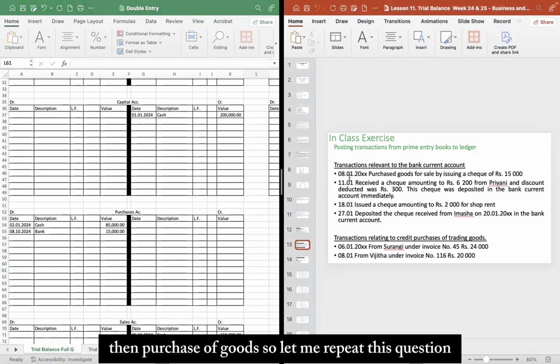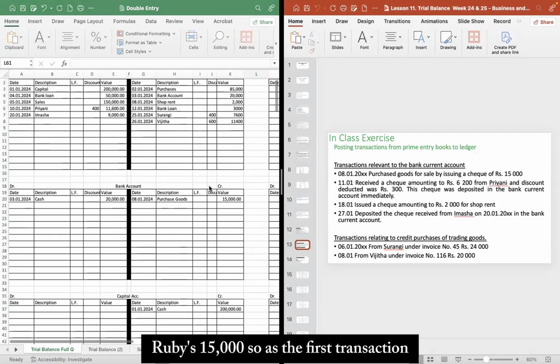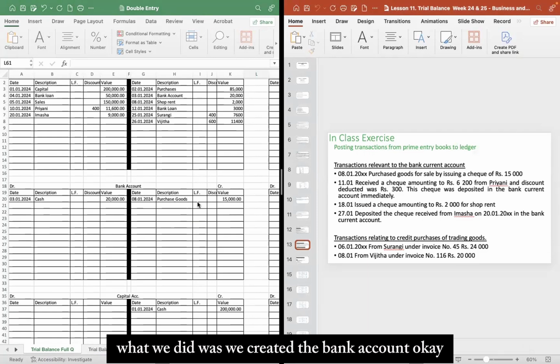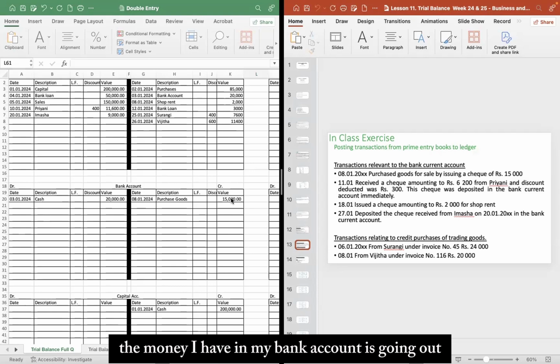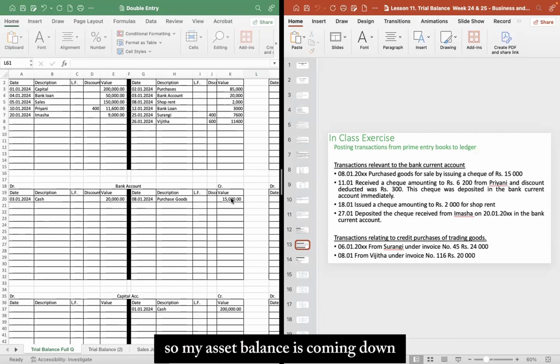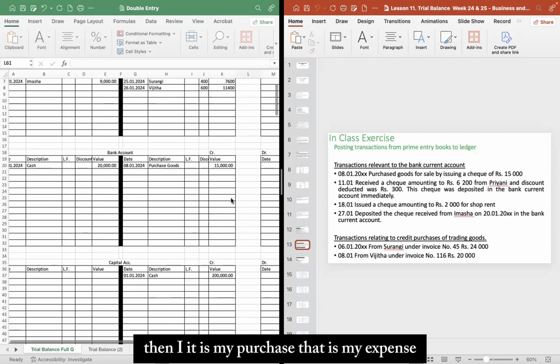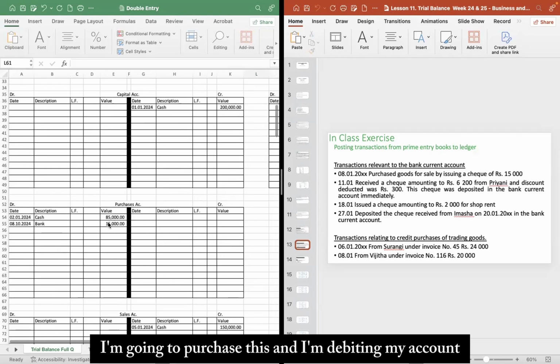So let me repeat this question. On January 8th, purchase of goods for sales by issuing a check of rupees 15,000. As the first transaction, we credited the bank account, because the money in my bank account is going out. So my asset balance is coming down. When an asset is coming down, I credit my account. Then it is my purchase, that is my expense, so I go to purchases and debit my account.